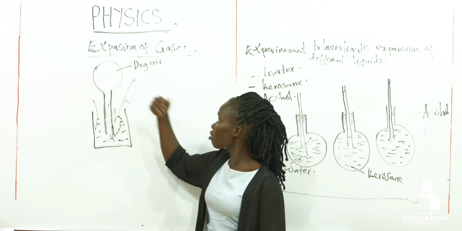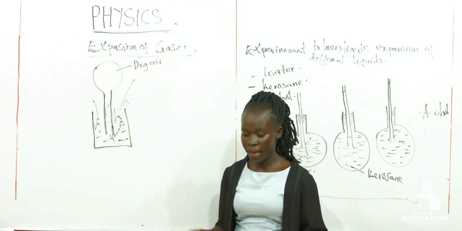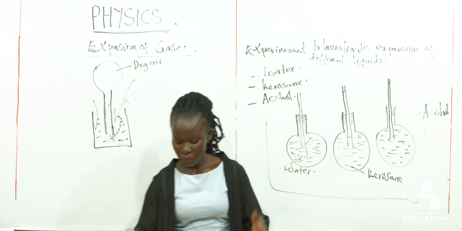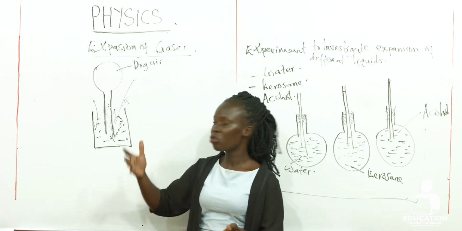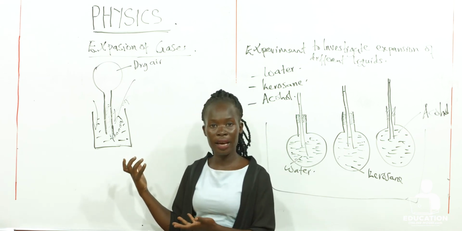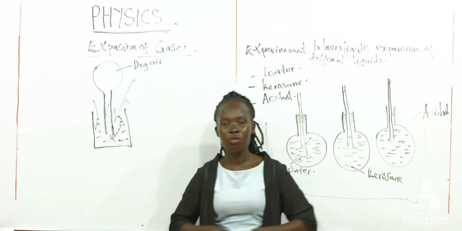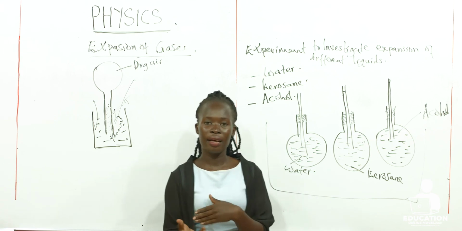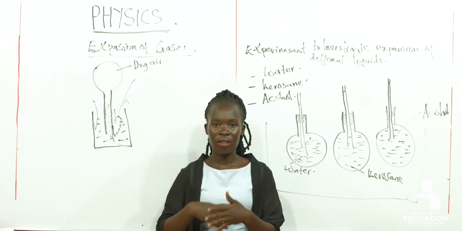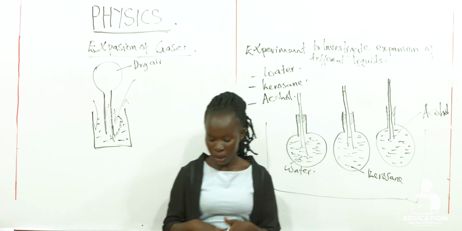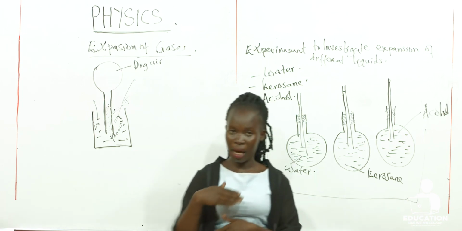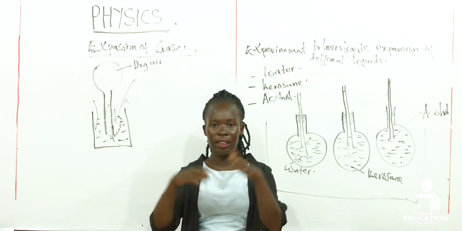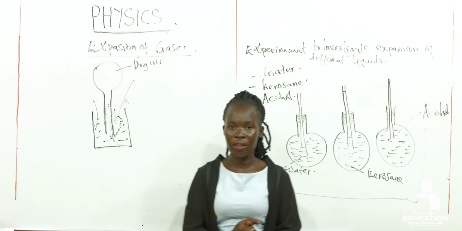Where do we apply the expansion of gases? We apply it in the hot air balloon, where, when you blow in air in the balloon, what will happen? This balloon is going to be lighter. That does not mean that it is reducing in mass. The mass will still be the same, but it is becoming less dense. So if it becomes less dense than the air, you find that it is floating in space.